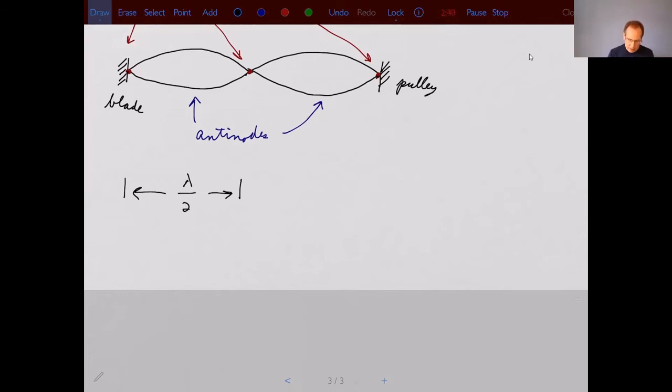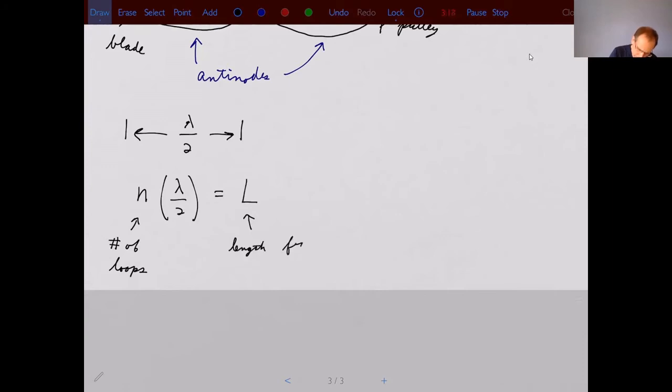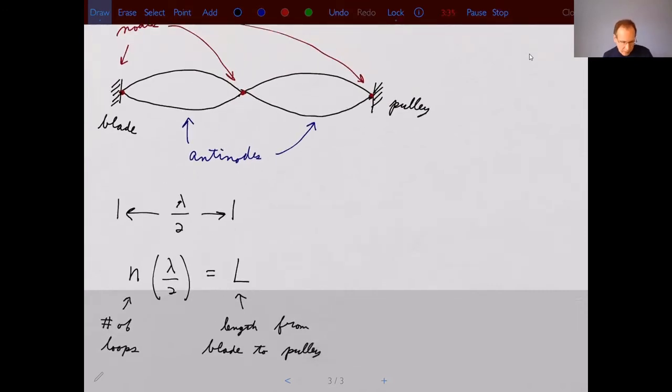So if I'm observing a particular number of loops between the blade and the pulley, then there's a certain condition that has to be met. If I multiply the number of loops times half a wavelength, that has to equal the total length from the blade to the pulley. So the N here is the number of loops, and the L is the length from the blade to pulley. If that condition is met, then I'm going to observe an integer number of loops, either 1 loop or 2 loops or 3 loops and so on.